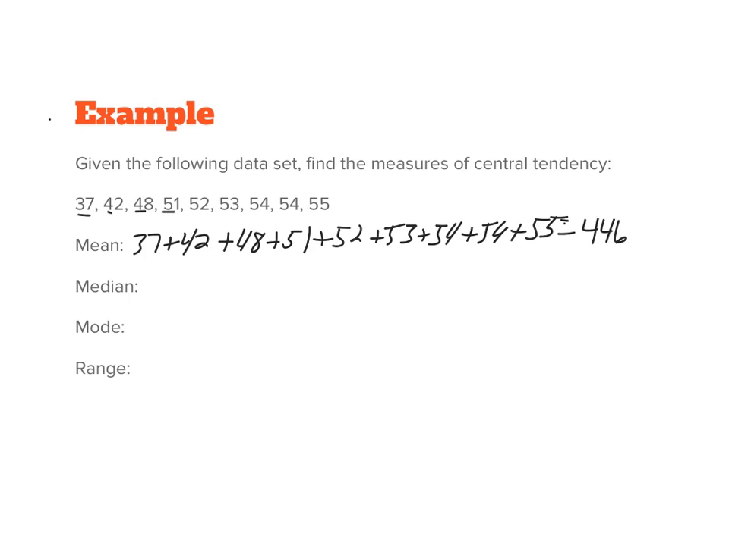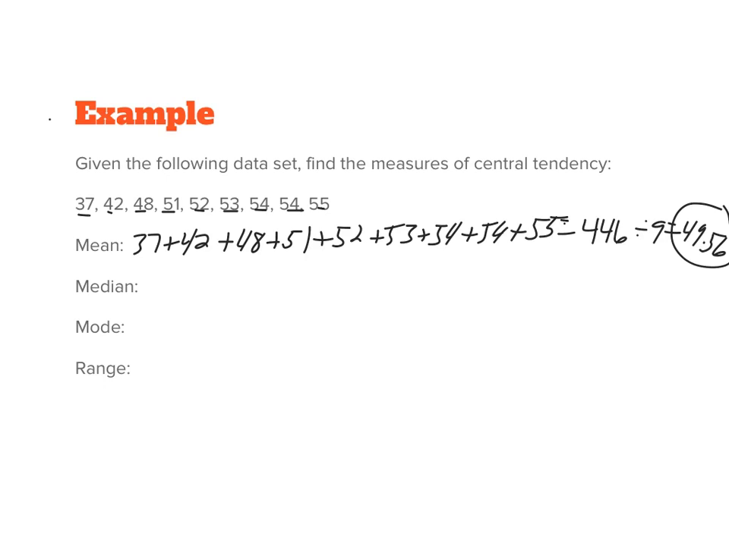And again, divide that by the number of values I have. 1, 2, 3, 4, 5, 6, 7, 8, 9. Divide that by 9, giving me an answer of 49 point, and we'll have to round that to 56 because it's going to be 0.55555. So that 5 is going to round the 5 up to a 6.